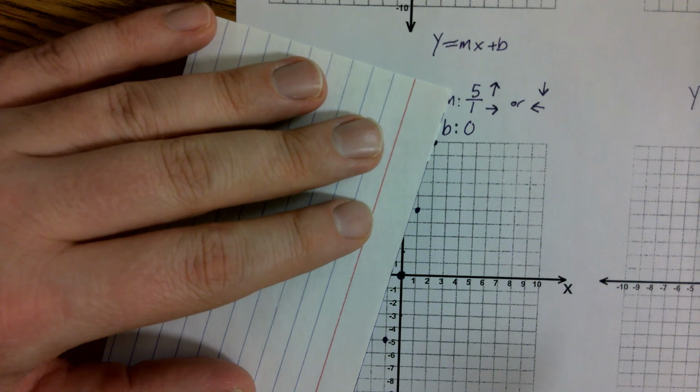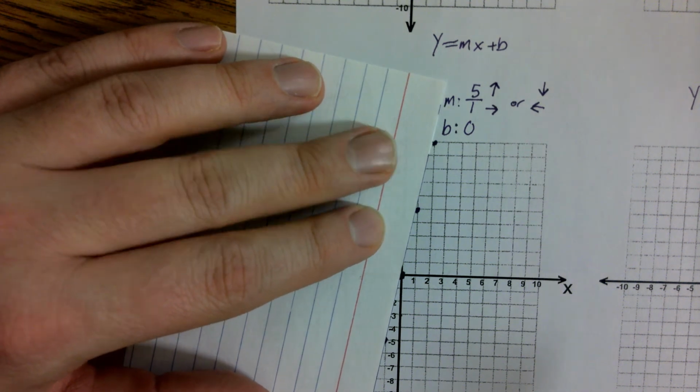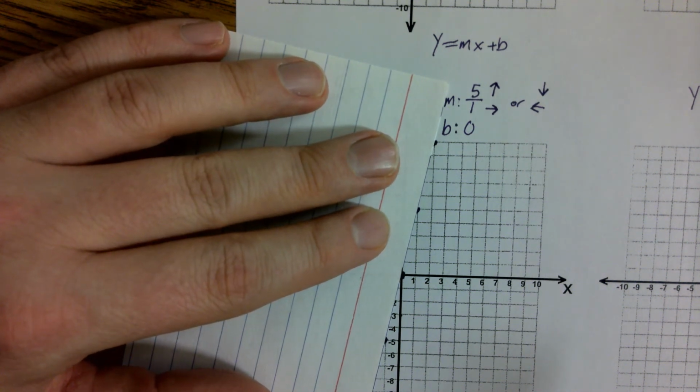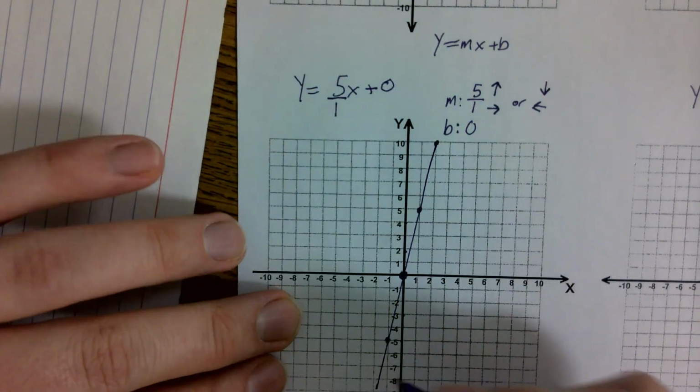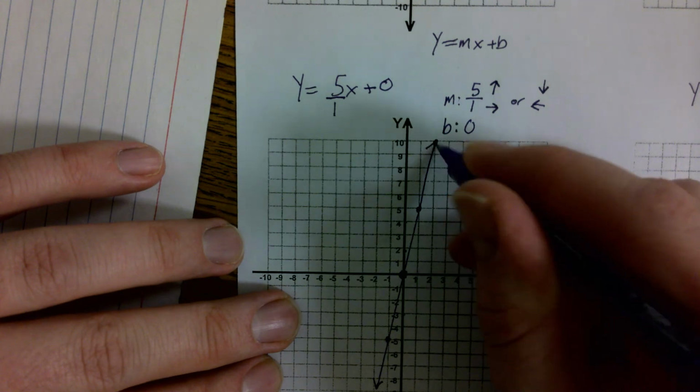So let's get our note card here, connect them up best as I can. And there we go. There's our third example, our third line.